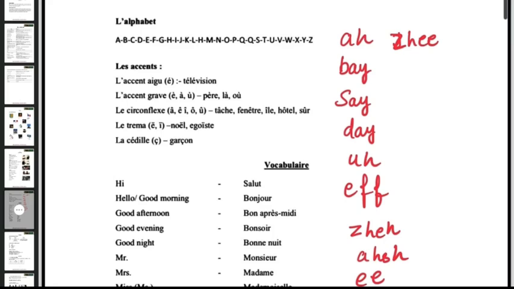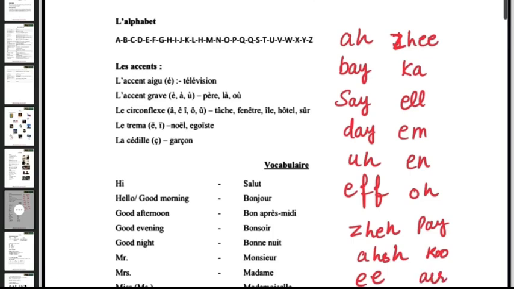J. So we call J as G. K, L, M, N, O, P, Q, R, S.